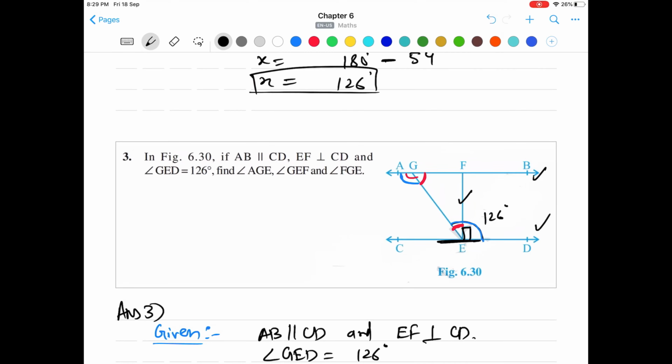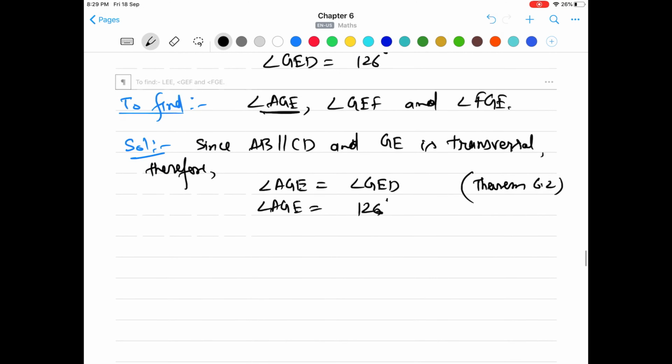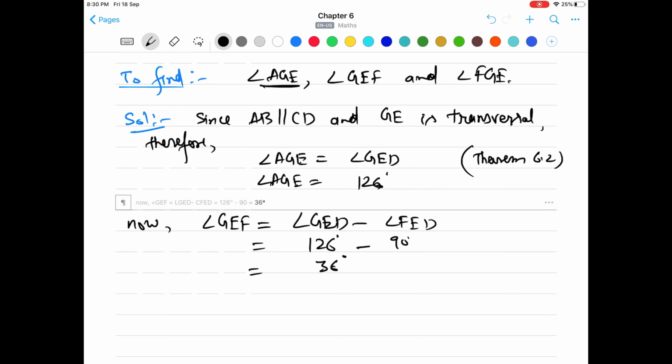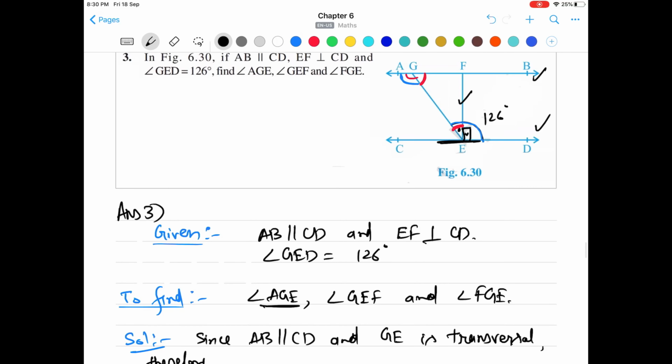Now we have to find this angle GEF. This GEF will be this 126, which is a complete angle, minus this 90 degree. So angle GEF will be equal to angle GED minus angle FED. GED is given, which is 126, and FED is 90 degree, so the result is 36 degree. So GEF, this angle, is 36 degree, this one is 126 degree.